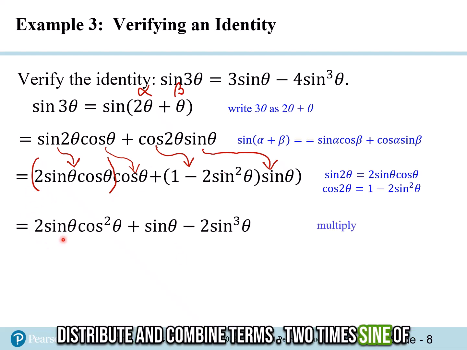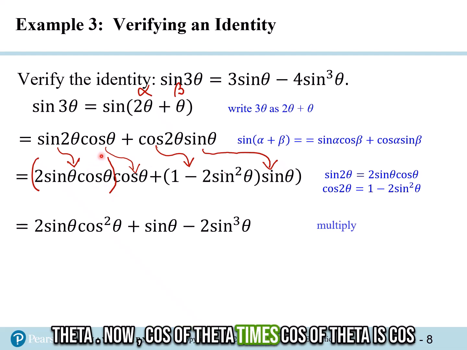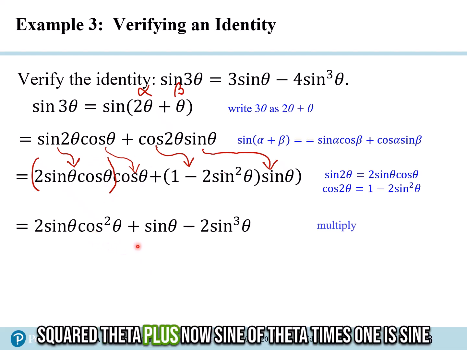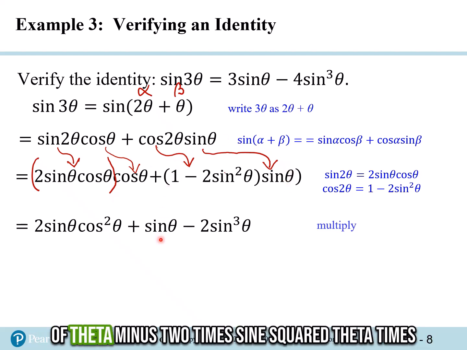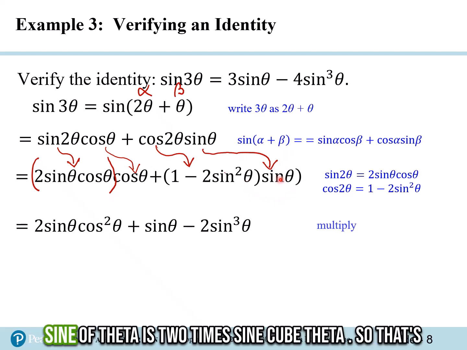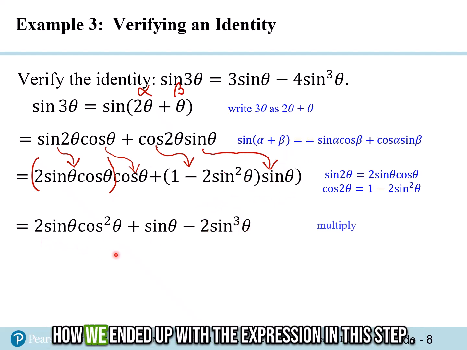2 times sine of theta, now cos of theta times cos of theta is cos squared theta, plus now sine of theta times 1 is sine of theta, minus 2 times sine squared theta times sine of theta is 2 times sine cube theta. So that's how we ended up with the expression in this step.